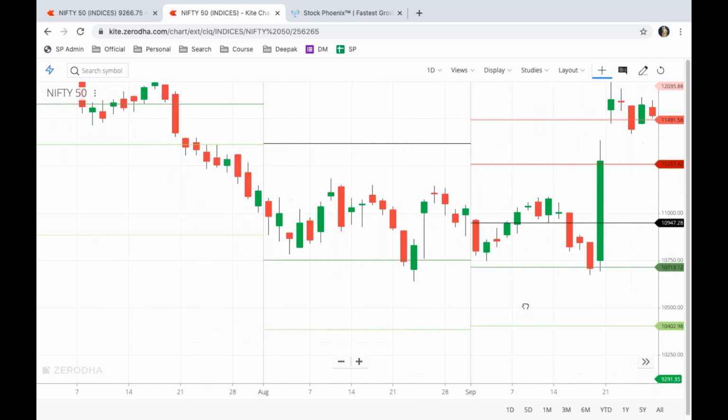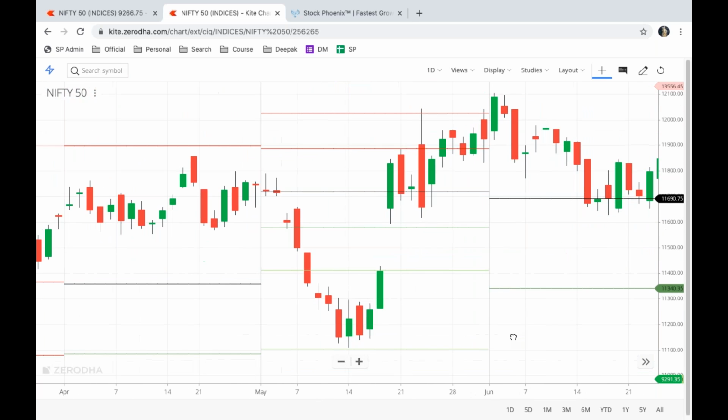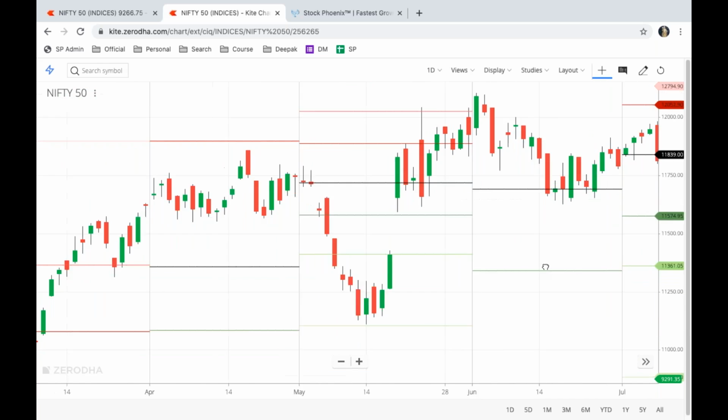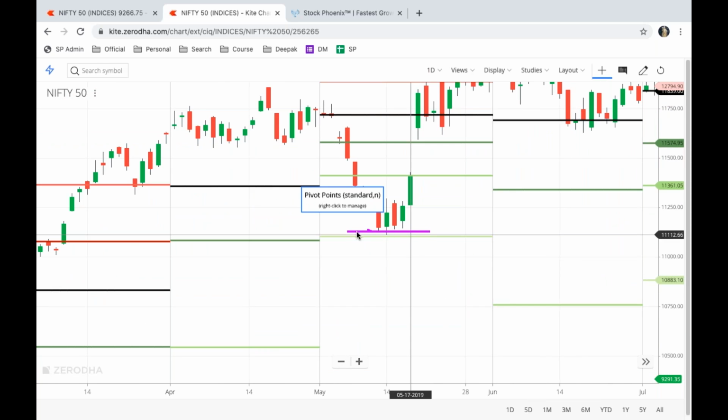So the thing is, pivot will act as a support, pivot will act as a resistance, and pivot will act as a target. You can see here one more thing. Continuous support on pivot, target hit, and after that it was a gap up. Nobody could have expected this.